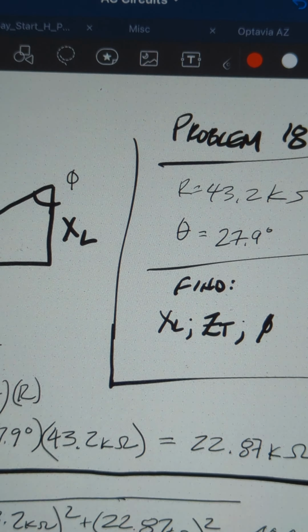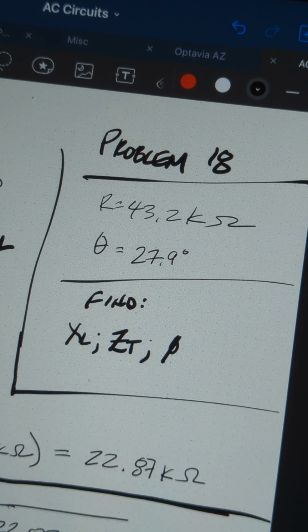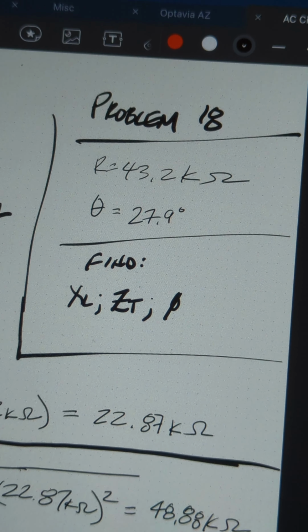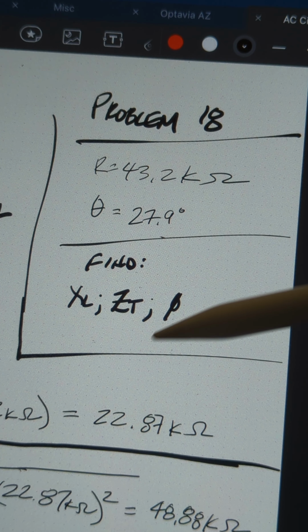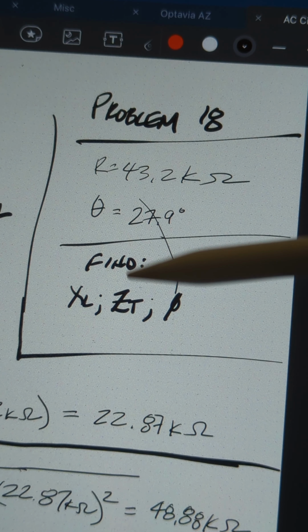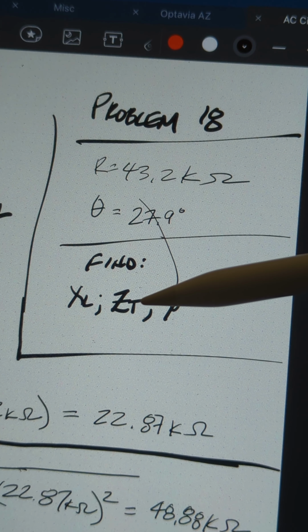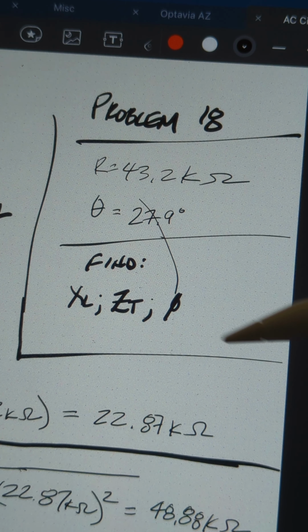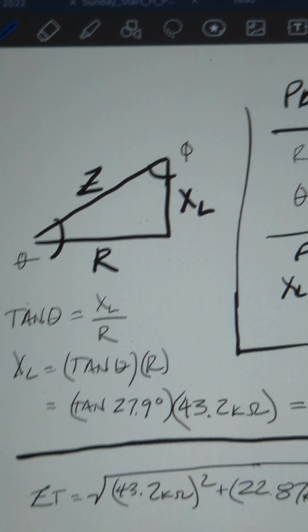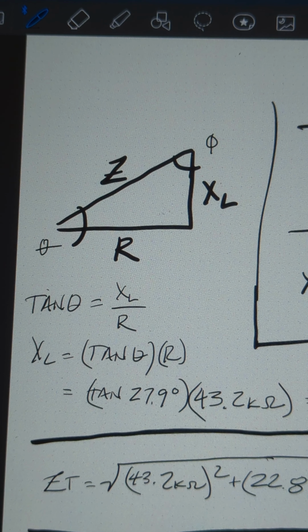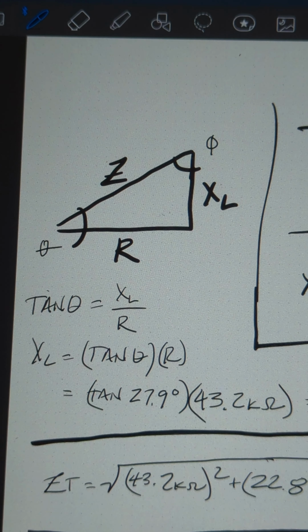We're going to look at number 18. The given value here in that chart is 43.2 k ohms, and theta is 27.9 degrees. We are charged to find the value of XL, the overall impedance, and angle phi. So again, all this goes back to this triangle, to that chart that had those trig functions on there.